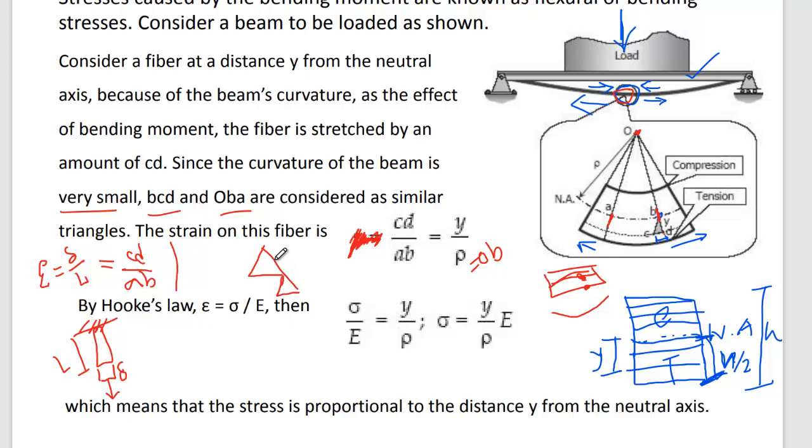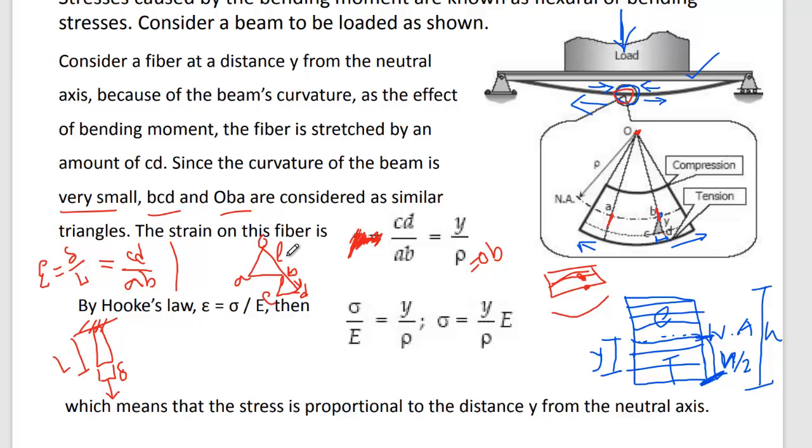This is the situation. This is your rho. You can consider this is Y. So this is B point, right? So this is D point. So this distance is Y. This distance is rho. So this is A, this is C. So you can see that CD by AB, right? And Y by rho. Now it's understandable for you?